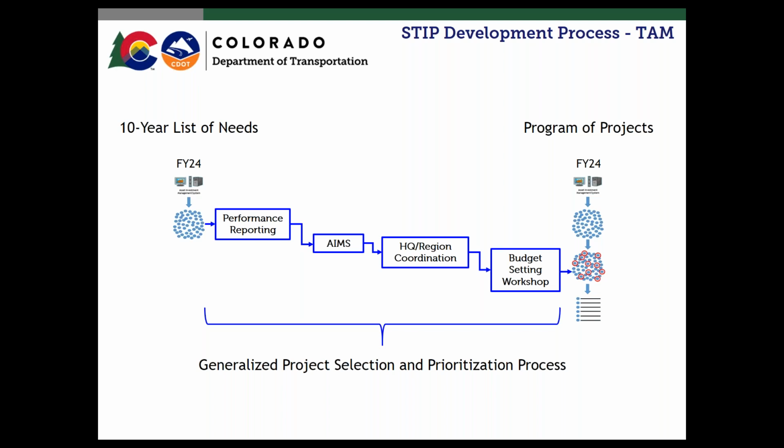And then we have heavy coordination between our HQ asset managers and our region coordinators. For us, our regions make the final decision on what the project will be. The project is roughly defined as one or more treatments. And then we have a budget setting workshop where we establish budgets to deliver on some of these prioritizations. And this is just a generalized project selection process. From this, you can see that some things will get selected, some things won't. Those things that do get selected and that we can afford, we'll deliver them and put them down on a STIP. Again, it is very data-driven, very performance-driven process.